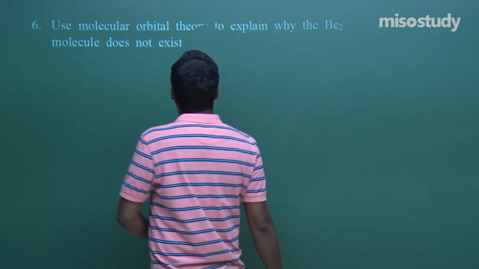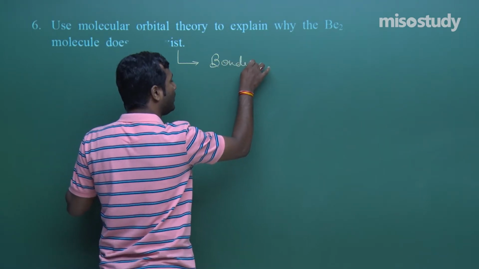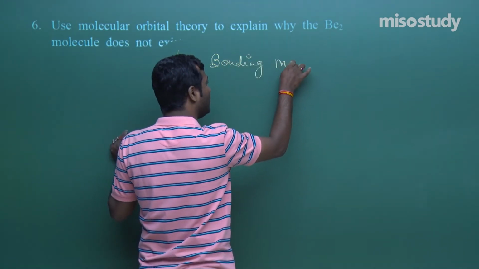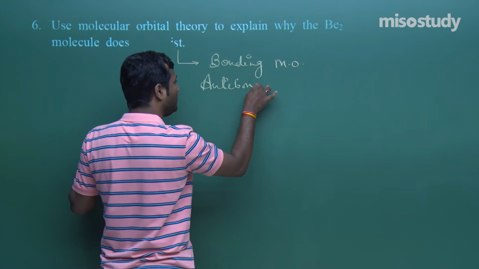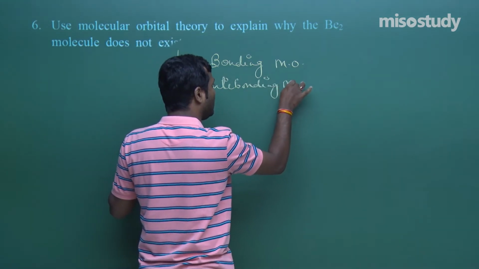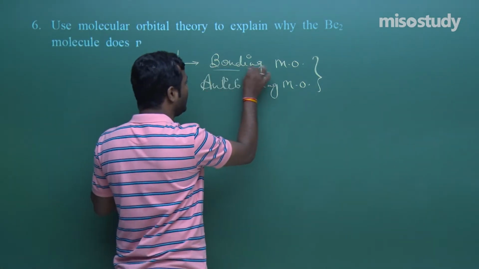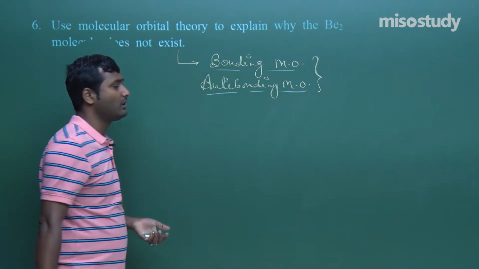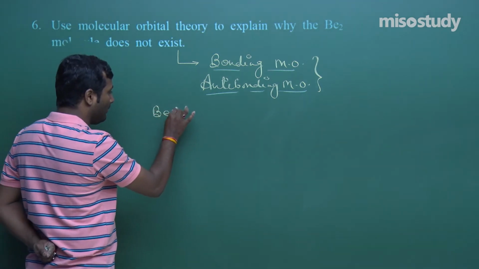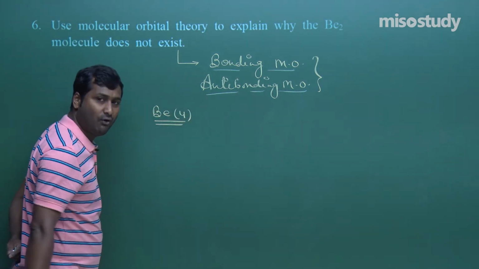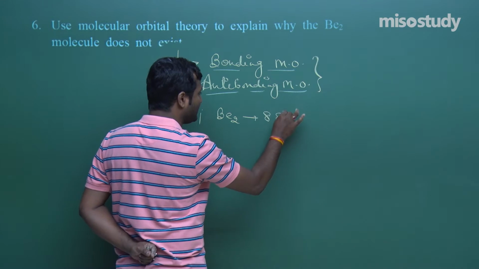Clear to you? Look at, what is molecular orbital theory? As we know, there are two types of molecular orbitals, the bonding molecular orbital and the second one, the anti-bonding molecular orbital, my friend. Again I am repeating, bonding molecular orbital and anti-bonding molecular orbital. Now what will happen? Check it out. Be2, as we know, beryllium has atomic number 4, so Be2 will contain a total of 8 electrons.